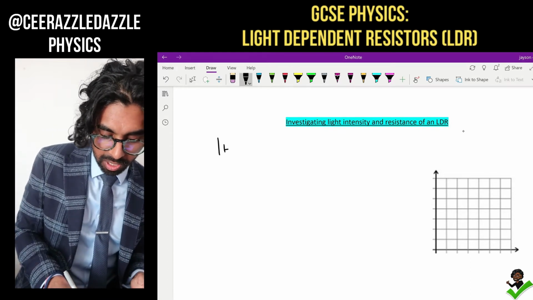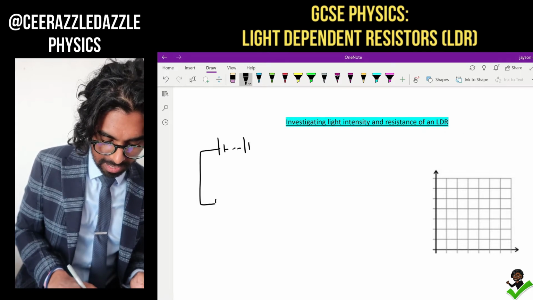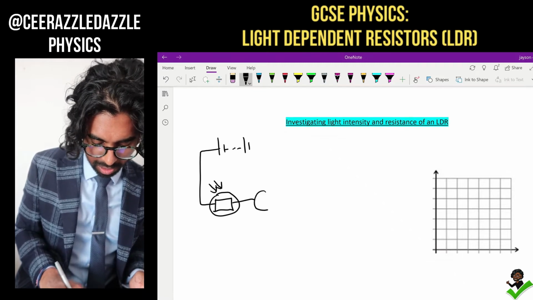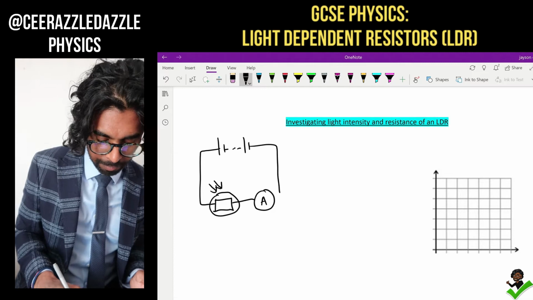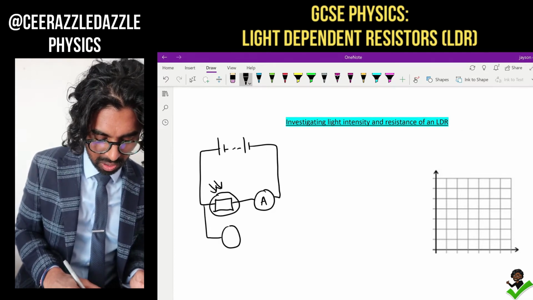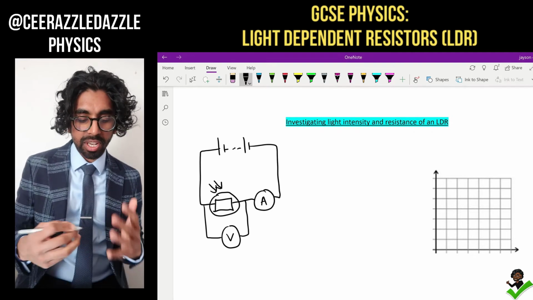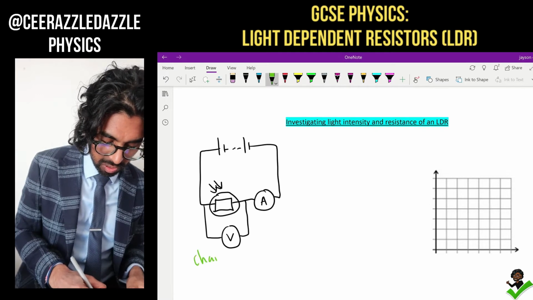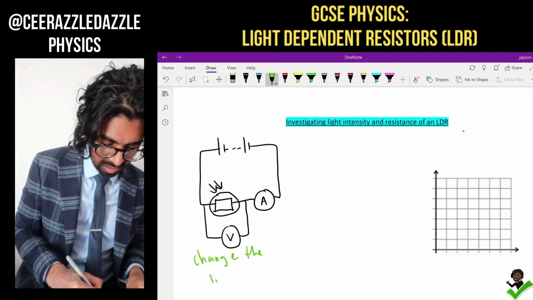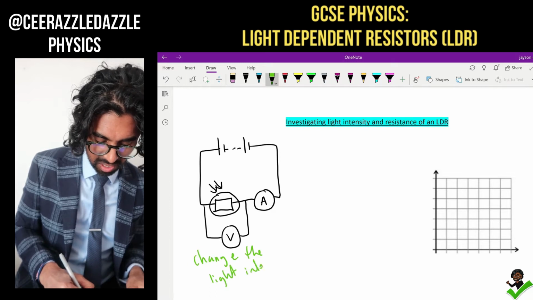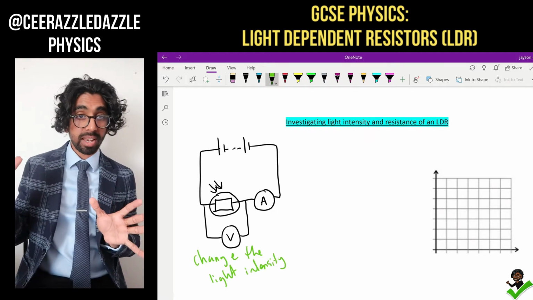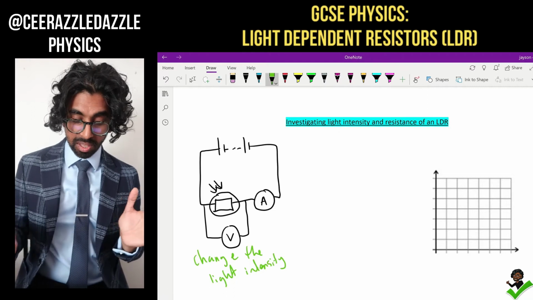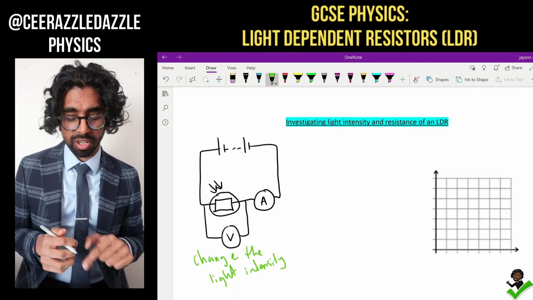If we connect it up into a circuit, here is the LDR, and we're going to put an ammeter in series with it, and a voltmeter around it. Now if I change the light intensity in this room, maybe you bring a lamp closer towards it, and it increases the light intensity, or you move it away, it decreases the light intensity. That's one way you can change the amount of light that the LDR is going to receive.